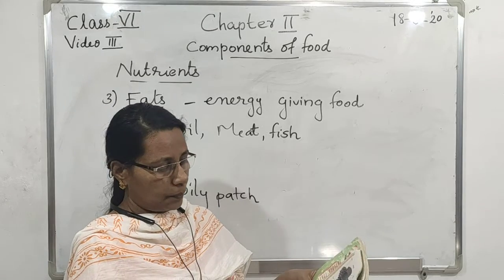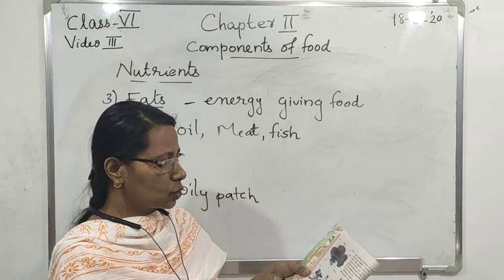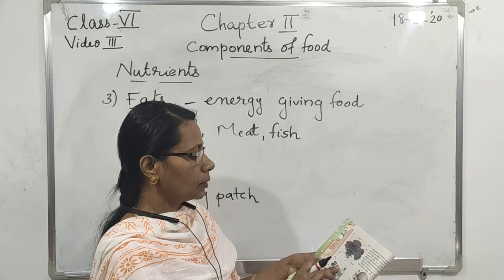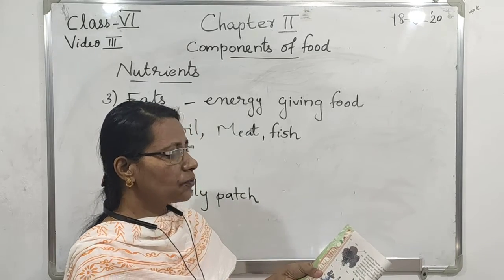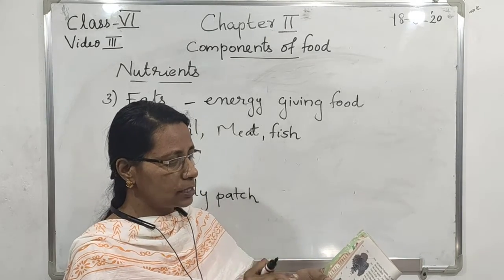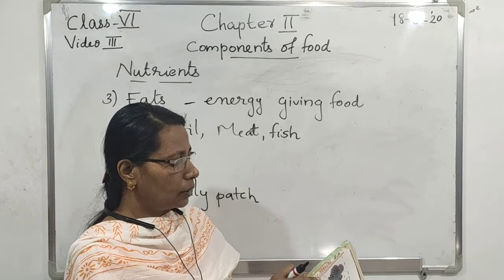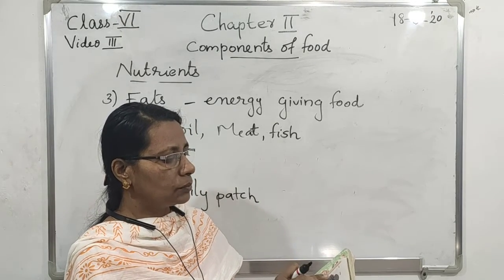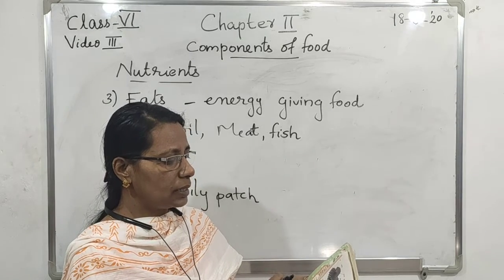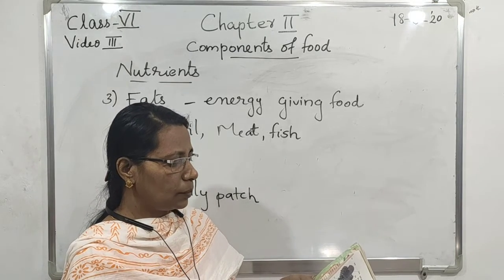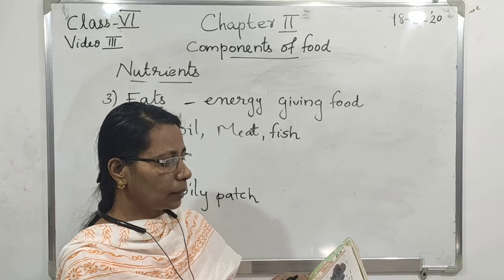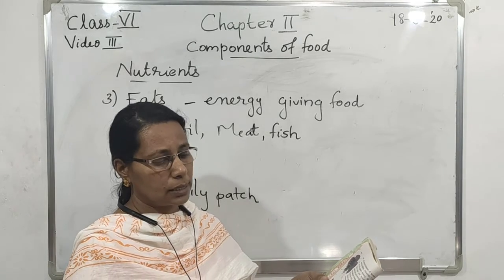Page number 12. Figure 2.5 shows some sources of proteins, that is plant sources and animal sources. Plant sources include peas, gram, moong, tuvar dal, beans, soya bean. Then animal sources: egg, milk, meat, fish, paneer, etc.